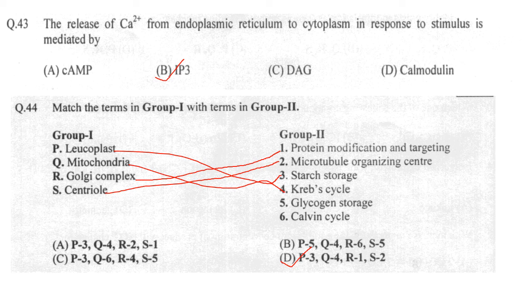Next one. Golgi complex. Golgi complex is protein modification and targeting. That is R1. So D is more correct, whereas in A it is R2, microtubule organizing center. No, it is protein modification and targeting. So answer is option D. Okay, but anyway we will check it. Centriole. Centriole is microtubule organizing center. That is also correct. So option D is more correct.